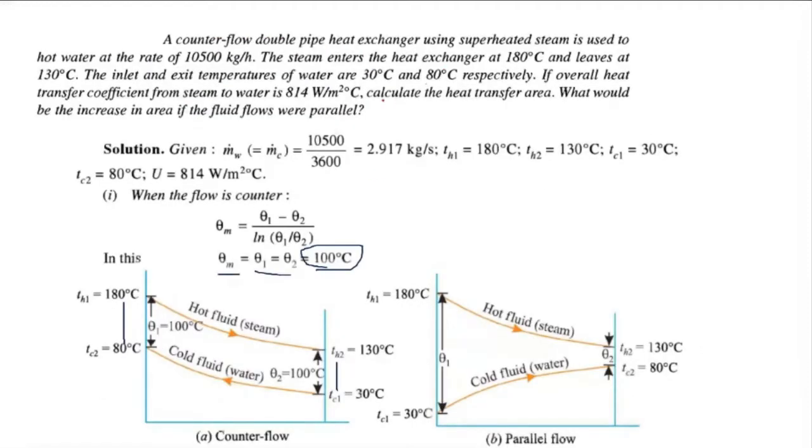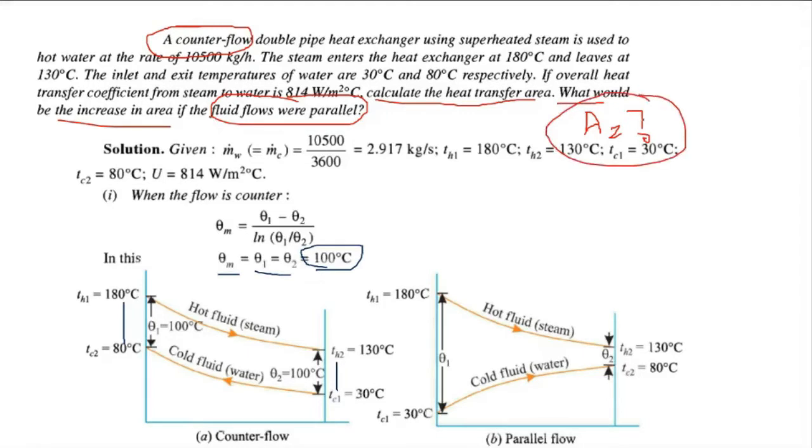The question said, calculate the heat transfer area for the given case. And the given case was a counterflow heat exchanger. Now the second part of the question: what would be the increase in area if fluid flows were parallel? So if it is a parallel flow heat exchanger, what is the area value? This we have to determine, and then find the percentage increase in area. They are saying that the area might increase if it is a parallel flow heat exchanger. What is the percentage increase in area? This has to be stated. Is the question clear now?